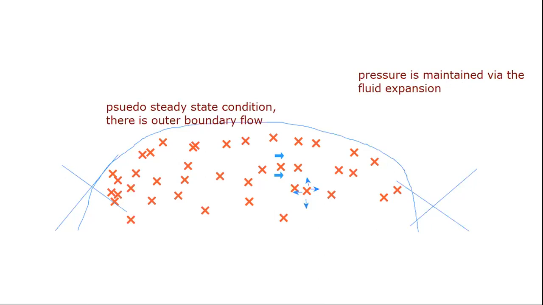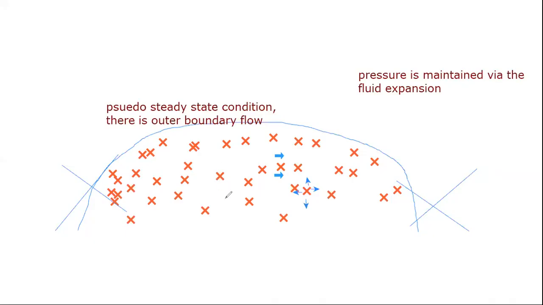Any question? Sir, does the pressure stay completely the same, or does it decrease a little bit? Pressure in the pseudo-steady state changes, but linearly. You can predict it like in a straight line. Okay, thank you. But it is maintained by the fluid expansion. This is what they have defined.